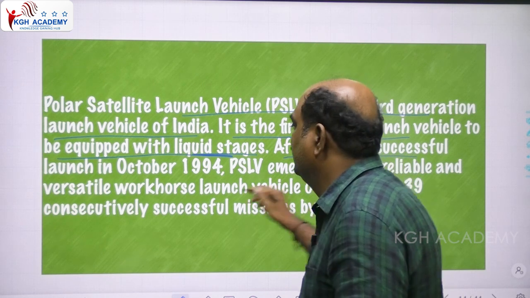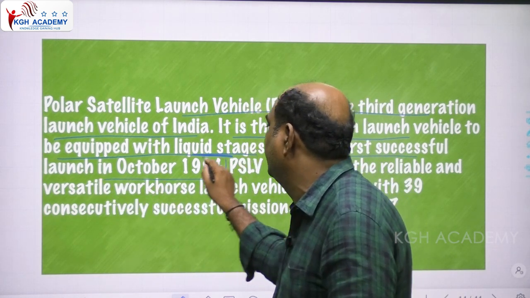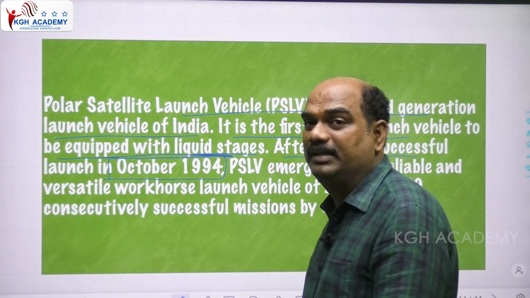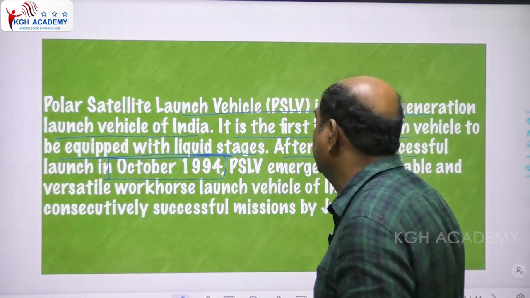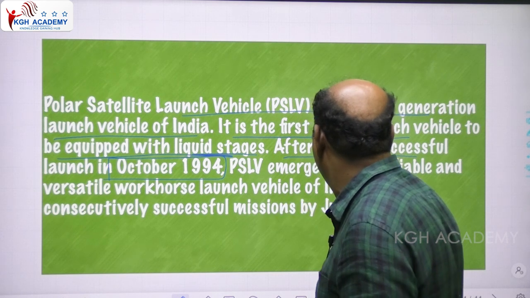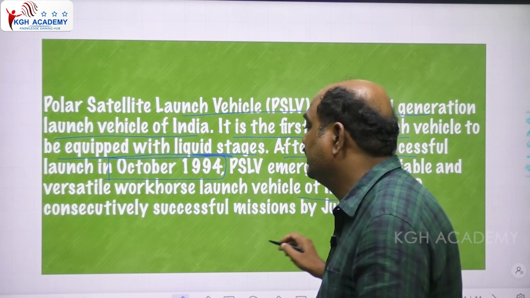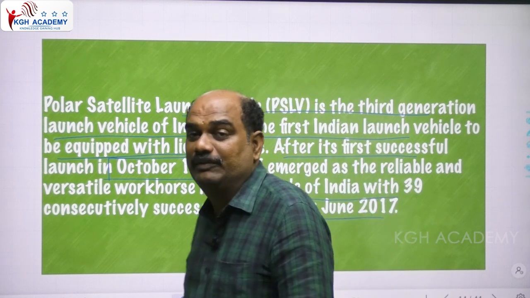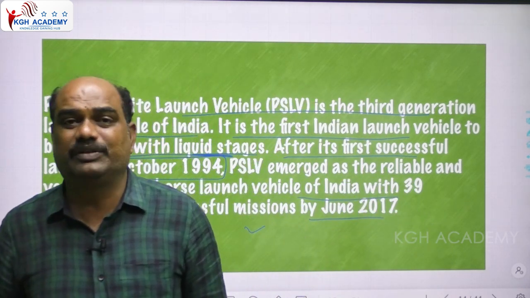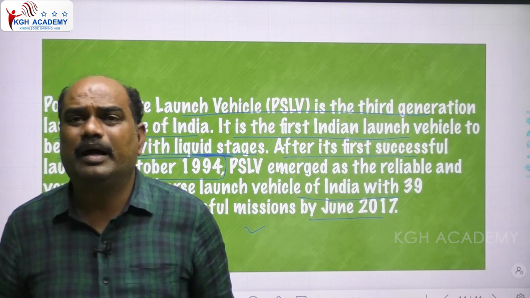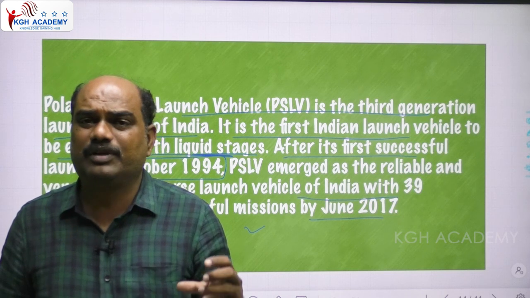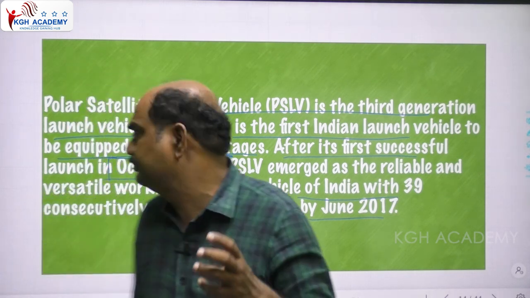After its first successful launch in October 1994, PSLV emerged as the reliable and versatile workhorse vehicle of India with 39 consecutively successful missions by June 2017. After that, the IRNSS satellite launch was unsuccessful.